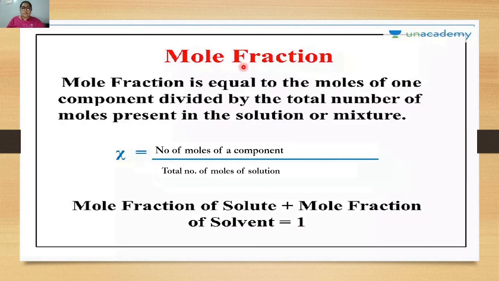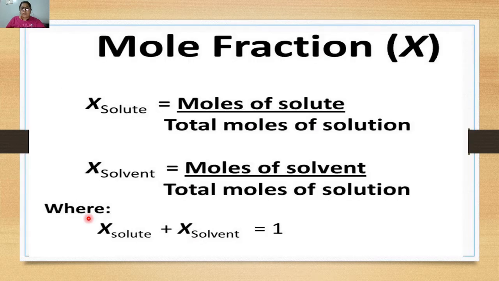Other method is mole fraction. Mole fraction is equal to the moles of one component divided by the total number of moles present in the solution or mixture. Its formula is number of moles of a component divided by total number of moles of solution. And mole fraction of solute plus mole fraction of solvent is equal to 1. That is, the sum of the mole fraction of solute and mole fraction of solvent is always equal to 1.